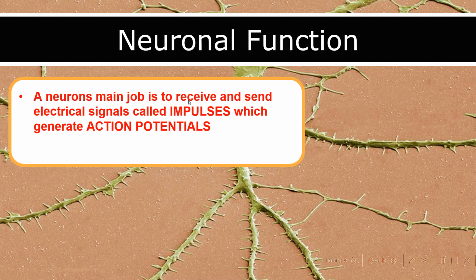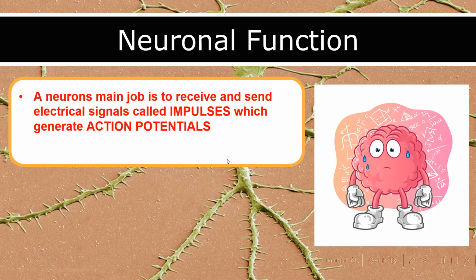So the main cell type in the nervous system is the neuron, right? And so a neuron's job is to receive signals from another neuron and then send that signal down to either another neuron or whatever target tissue it's going to impact. So we call these electric signals impulses, which generate something called an action potential.